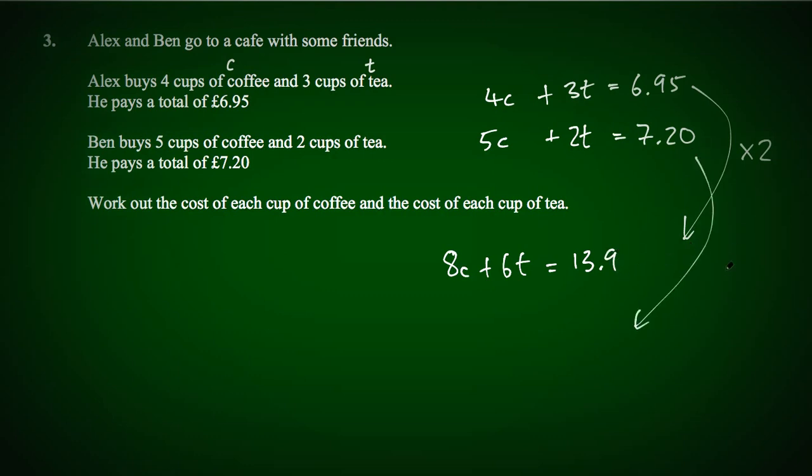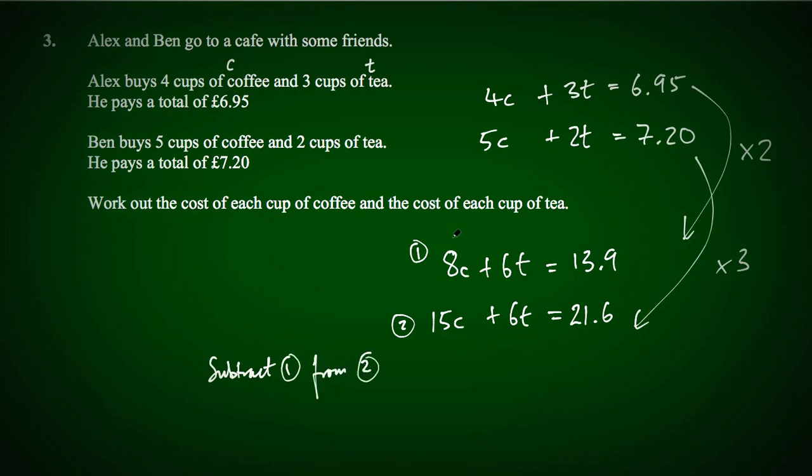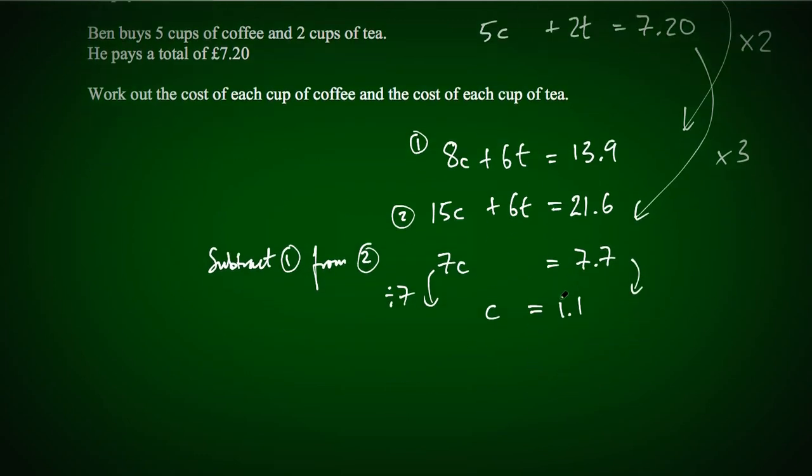And multiply the second one by 3 so that I end up with 6T as well. That is 15C plus 6T, £7.20 times 3 is £21.60, 21.6 for the moment. I'll call this equation 2 and this one equation 1, and I'm going to subtract the smaller equation 1 from 2. So 15 minus 8 gives me 7C, 6T minus 6T is 0, 21.6 minus 13.9 gives me 7.7. Divide both sides by 7, and I get C equals 1.1. That's £1.10 for a cup of coffee.